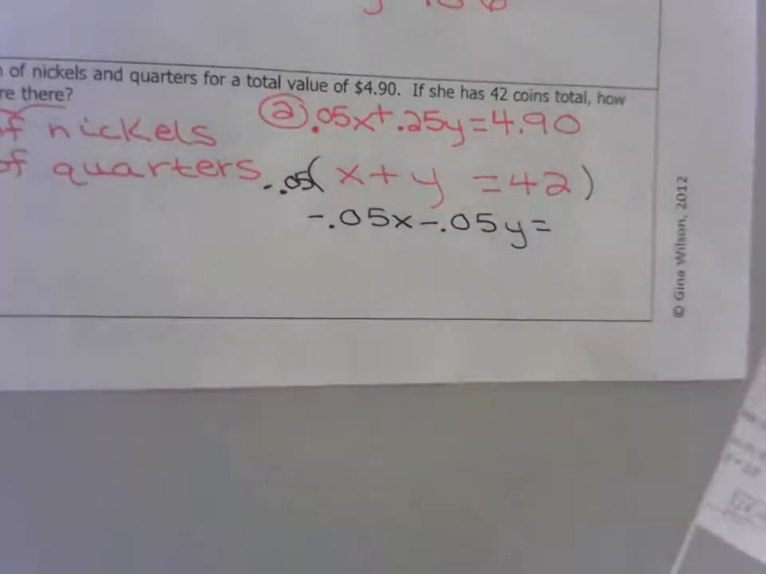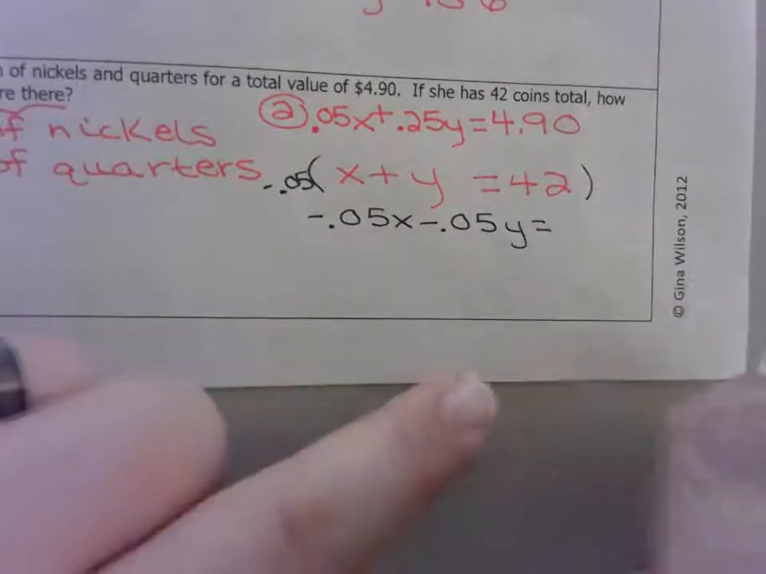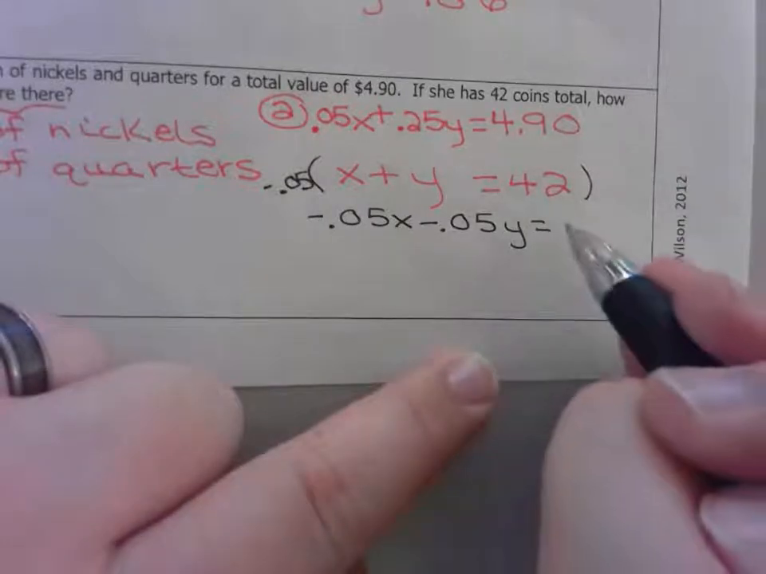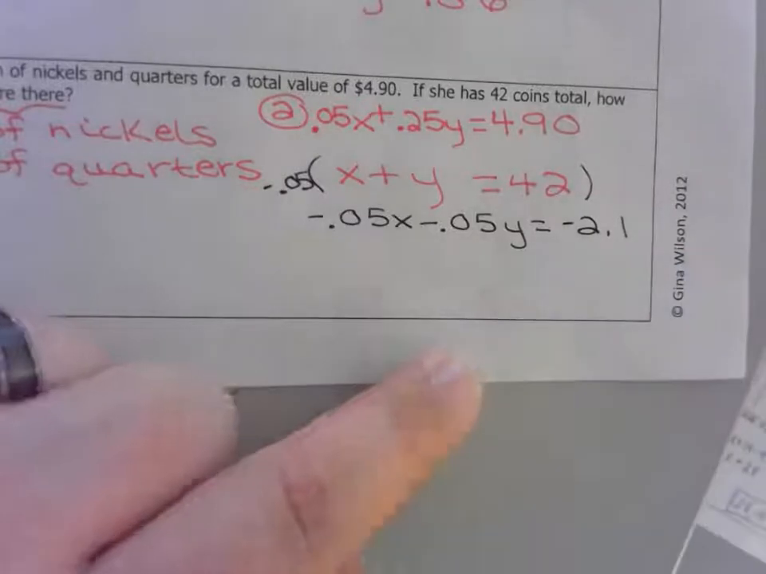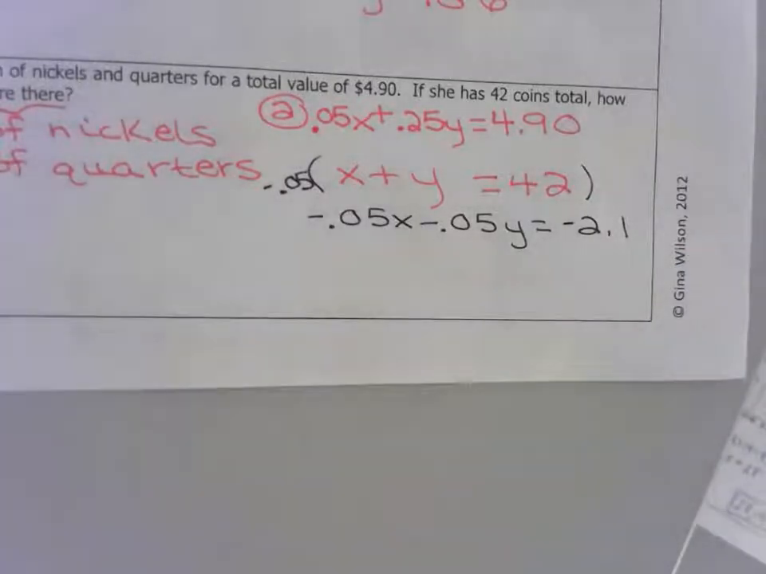More than one person doing it. Actually do it on a calculator. That's why you have them. 2.1. It's a what? 2.1. Positive or negative? Negative 2.1. Make sure other people agree with it. Negative 0.05 times 42. Negative 2.1. This is why I asked you to get a calculator. Try this on a calculator, please.